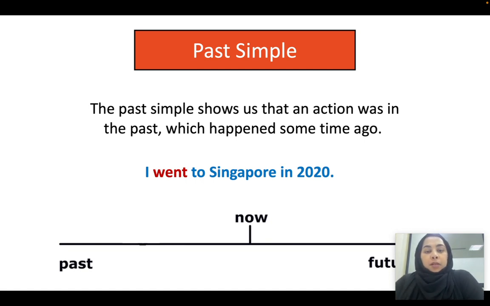The past simple tells us about actions or events that happened in the past and finished in the past. We only have a memory of them now. For example, I went to Singapore in 2020. This happened in the past, finished in the past. I only remember it now.